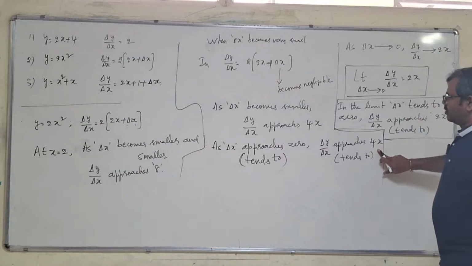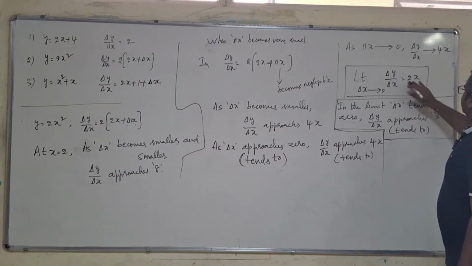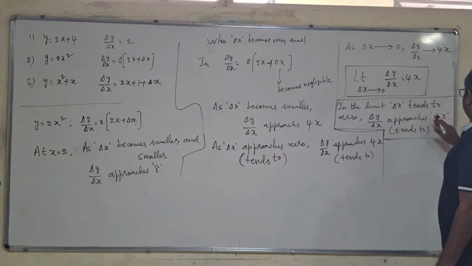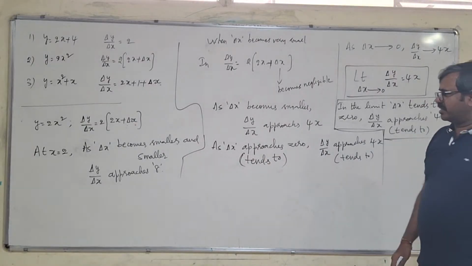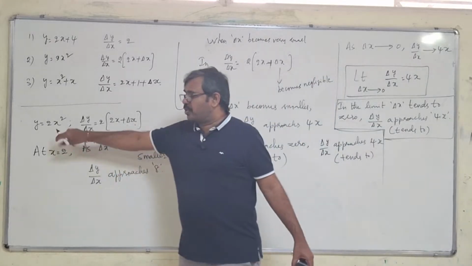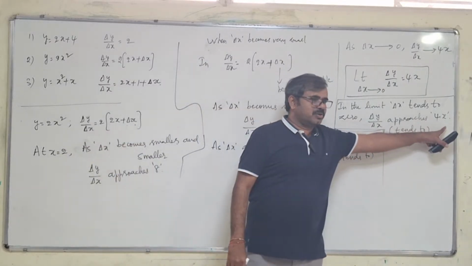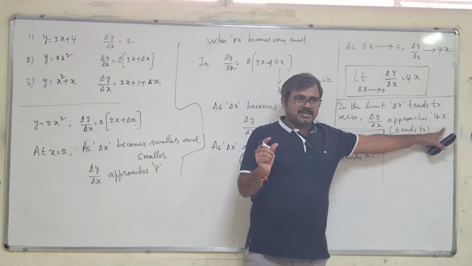4x. Until here I wrote 4x. Right. So when x is equal to 2, what do you get? Delta y by delta x equal to 4 into 2, 8.